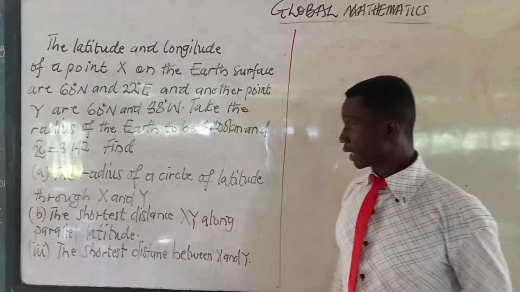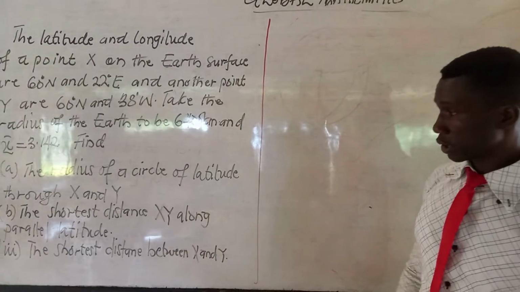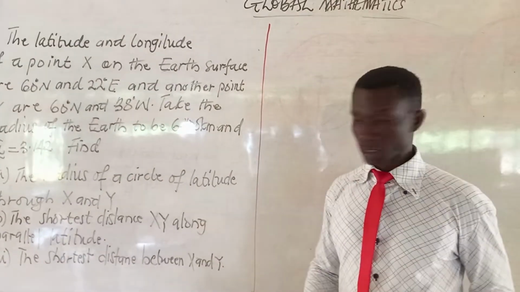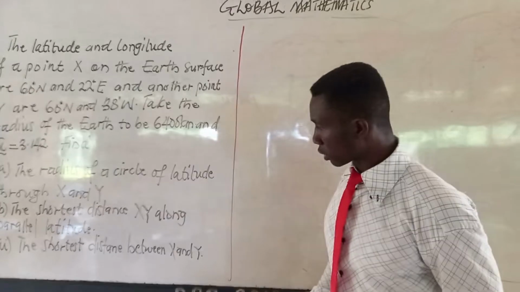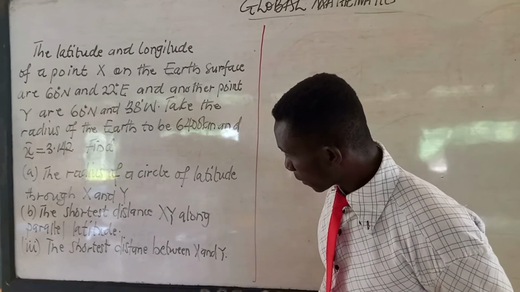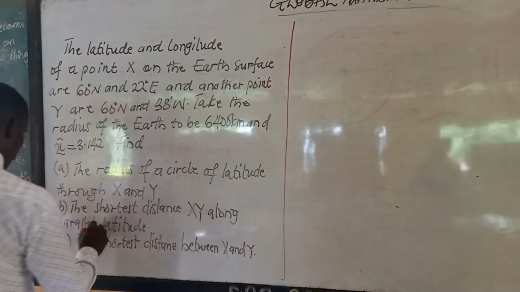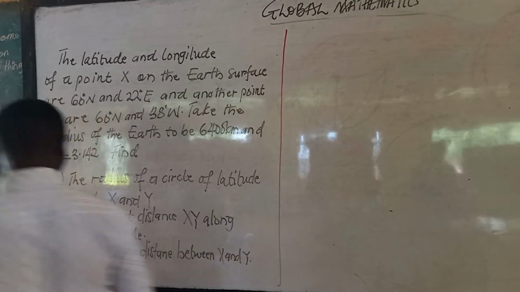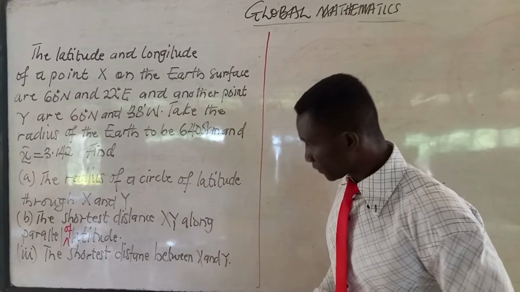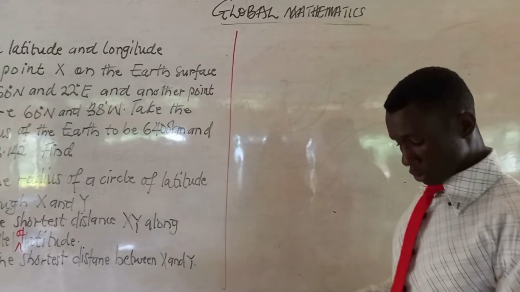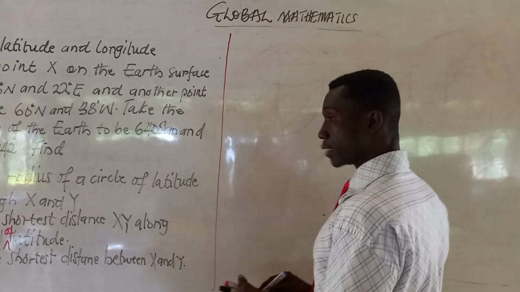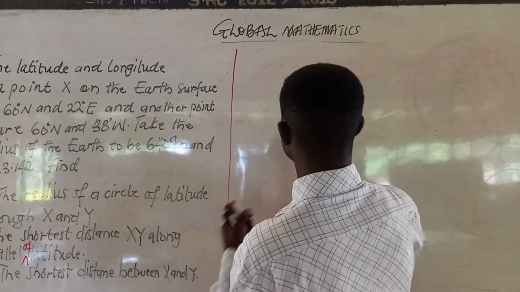Find A, the radius of a circle of latitude through X and Y. B, the shortest distance XY along parallel of latitude. I, the shortest distance between X and Y. Now let's try to solve the question by drawing the Earth first.